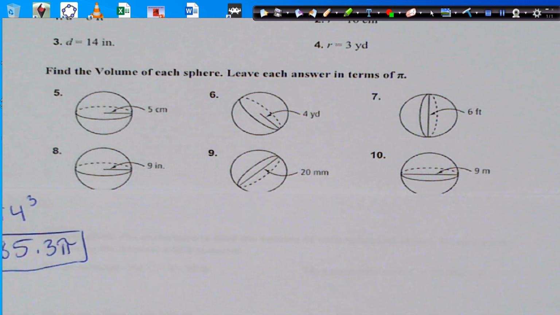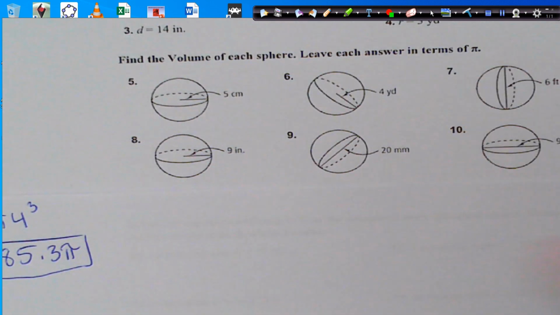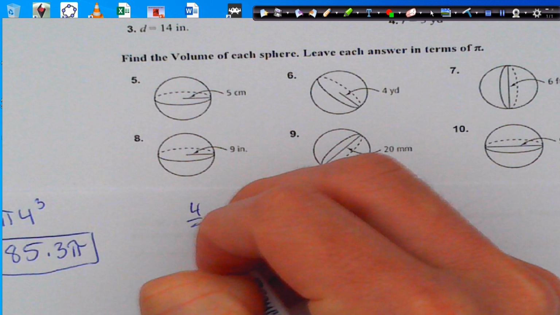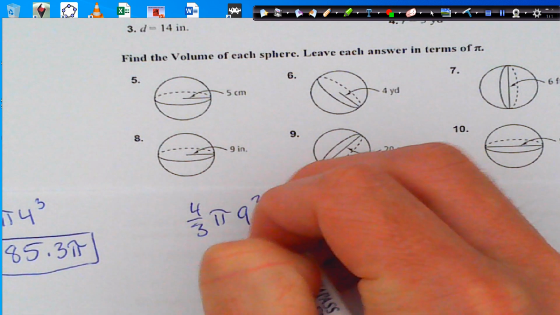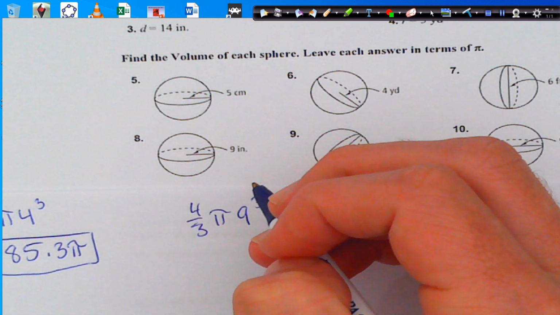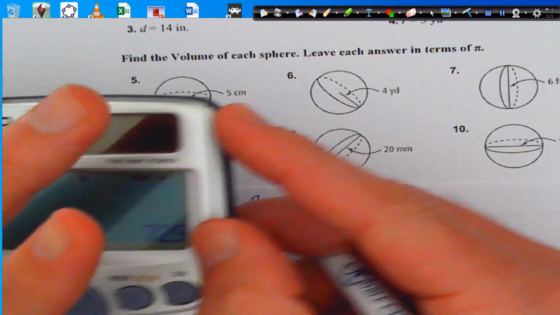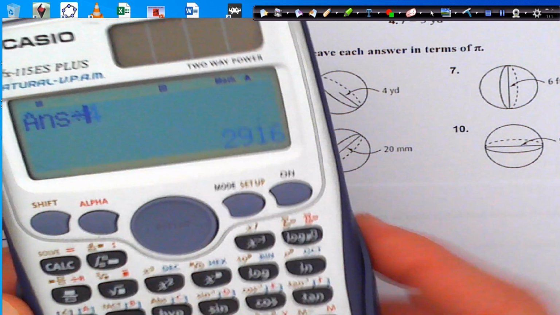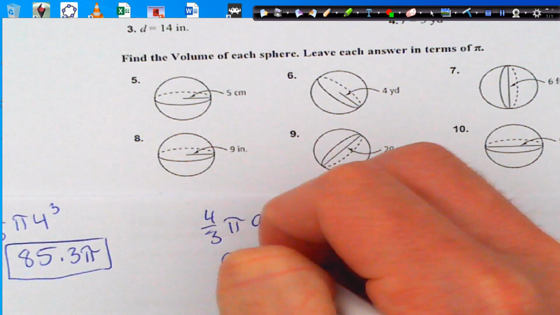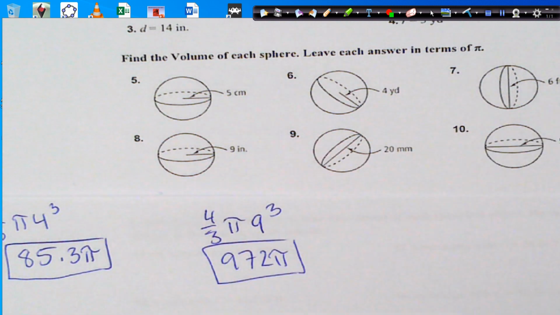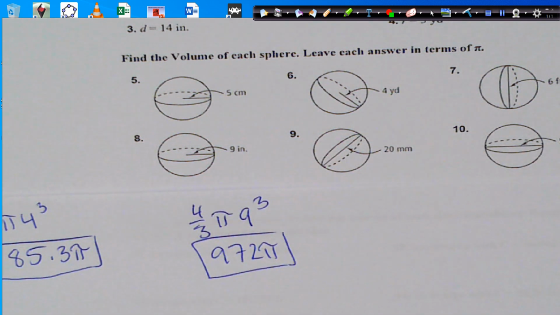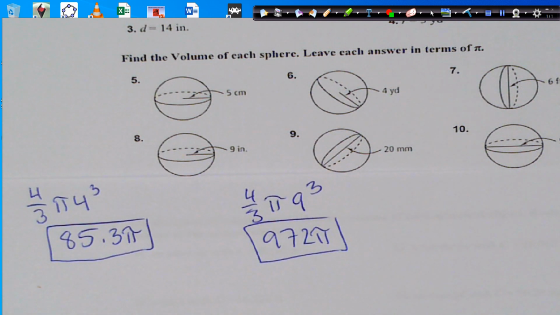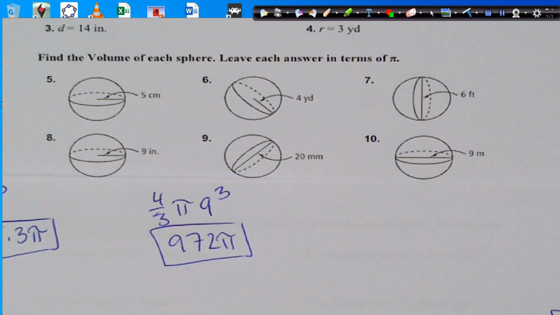Number 8, here we go. We have 9, so this is going to be 4/3 pi 9 cubed. 9 to the third power is 729, times 4, divide by 3, and we get 972 pi. Make sure you put the pi on. If you don't leave the pi, then the answer is wrong, so make sure you leave it in terms of pi.